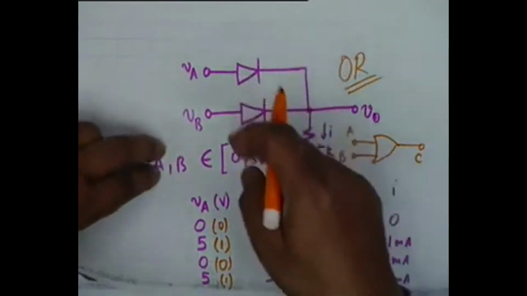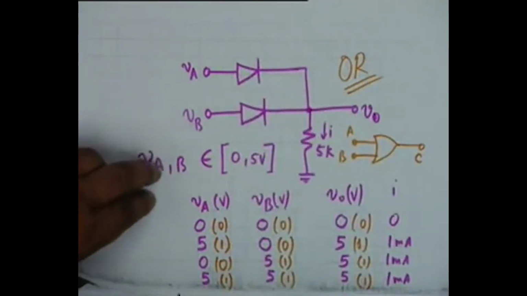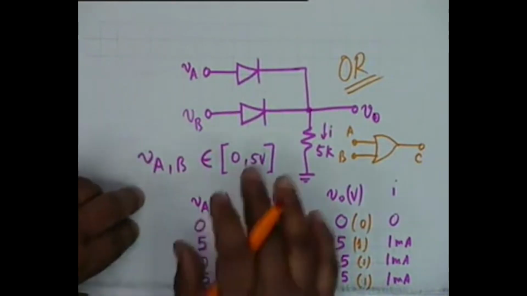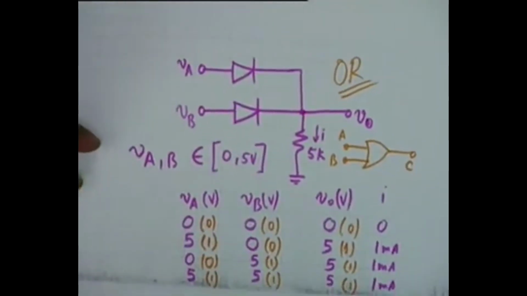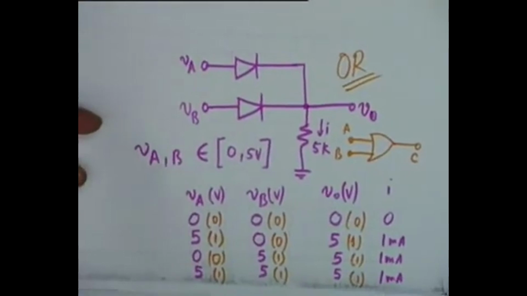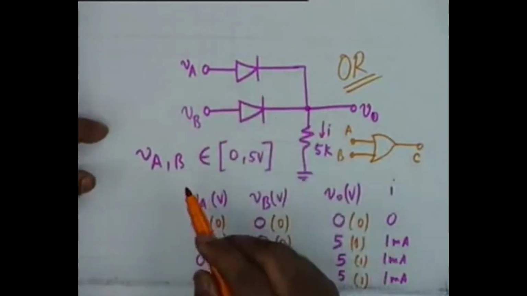And this is a demonstration of yet another application of the diode in logic gates. A very simple logic. So why do we need diodes here? Why do we need diodes? All right. Suppose we don't have the diode.